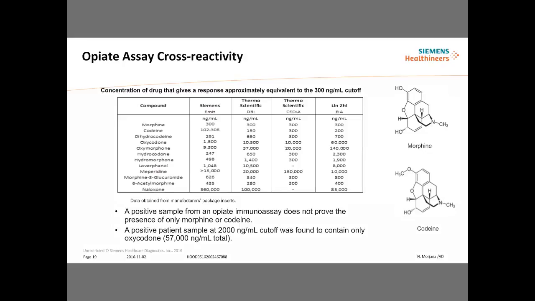Now, a positive sample from an opiate assay doesn't prove that the sample has morphine and codeine present in it. We found that one of the samples we tested recently, which was positive at 2,000 nanograms per mil, does not have codeine and morphine. Rather, it has a high concentration of total oxycodone, about 57,000 nanograms per mil.